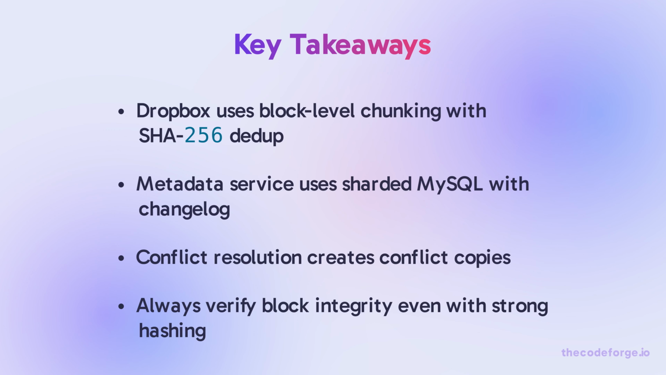To recap, Dropbox uses block-level chunking with SHA-256 deduplication to save storage and bandwidth. The Metadata Service uses a sharded MySQL with changelog for efficient delta sync. Conflict resolution creates conflict copies rather than losing data. And always verify block integrity, CRC, even with strong hashing. The production incident taught this the hard way.